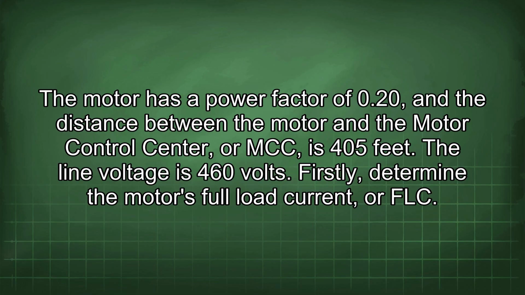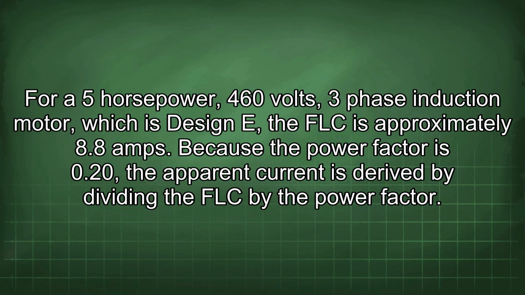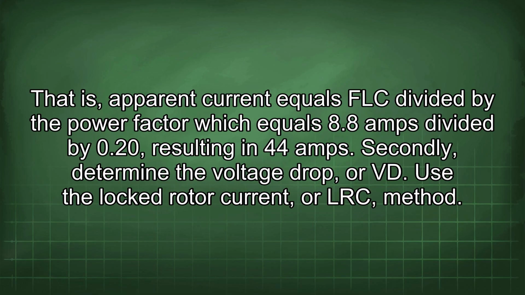Firstly, determine the motor's full load current, or FLC. For a 5 horsepower, 460 volts, 3-phase induction motor, which is design E, the FLC is approximately 8.8 amps. Because the power factor is 0.20, the apparent current is derived by dividing the FLC by the power factor. That is, apparent current equals FLC divided by the power factor, which equals 8.8 amps divided by 0.20, resulting in 44 amps.